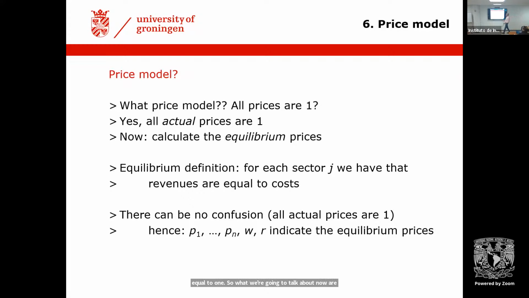The definition of equilibrium is that for each and every industry chain, the revenues equal the costs. And because all actual prices are equal to one, there cannot be confusion. So we use the same letters as we used before, but we use them now to indicate equilibrium prices.